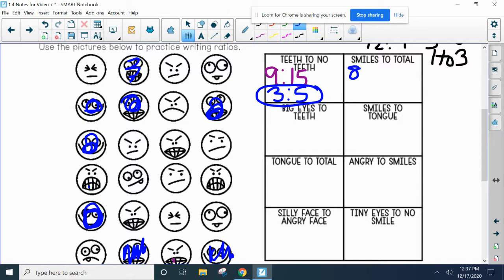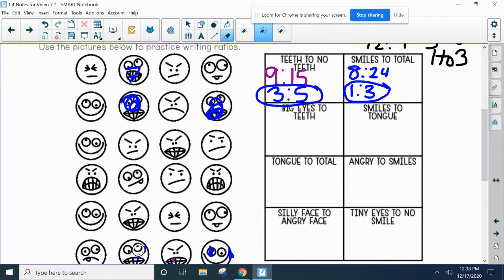We already just said we have 24 in all because we have 6 rows of 4. So 8 to 24, which we know we can simplify by a factor of 8. So 8 divided by 8 is 1. 24 divided by 8 is 3. So smiles to total is going to leave us with a ratio of 1 to 3. And after this, I'm going to use a different way to write it because we know there are 3 ways to write our ratios.